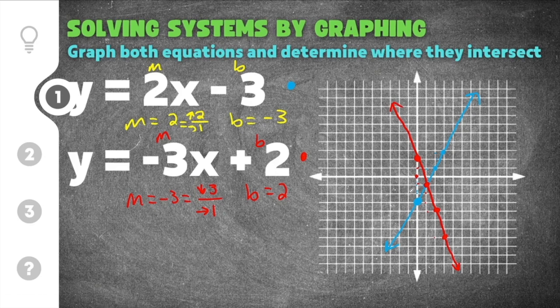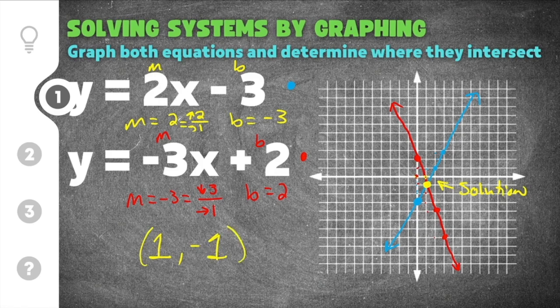Now the answer is going to be the point of intersection between these two lines, and if you look, they cross right here. So this right here is the solution to this system of equations. Now when you write this solution, you have to write it as an x and a y coordinate. So our x coordinate is positive 1, and our y coordinate is negative 1.